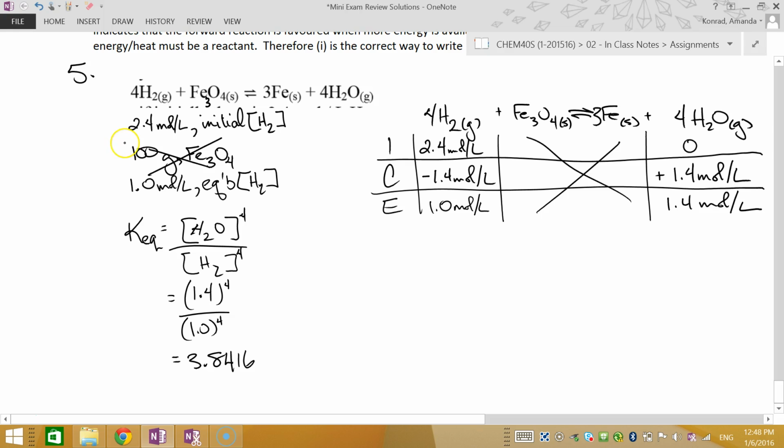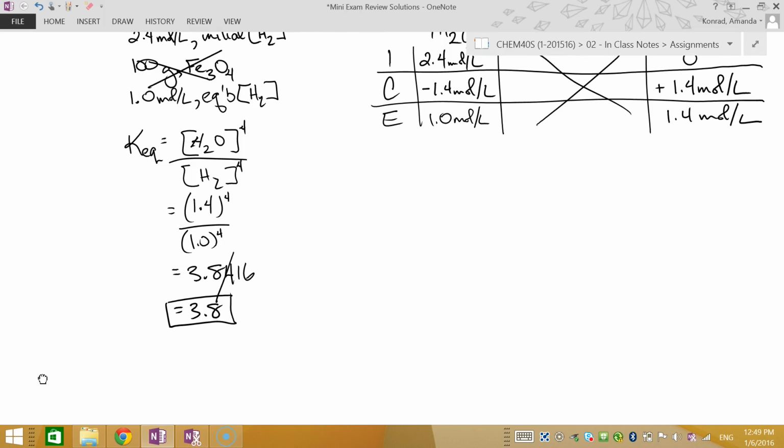I can only keep my significant figures. Since the 100 grams was not included, I can ignore that in terms of determining my significant figures, and I'm going to look at the 2 values I was given. Those are both 2 significant figures, so that's what I will keep. I'll cut it off there, and my answer will be 3.8. Remember, there's no units for equilibrium constant.